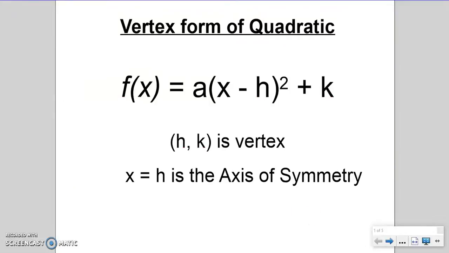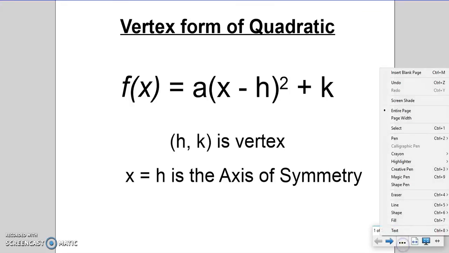This video lesson is going to talk about the vertex form of a quadratic function and how to write the equation of a quadratic function if you've been given the vertex or some information about points that live on the parabola itself. A couple important things that you need to notice here.